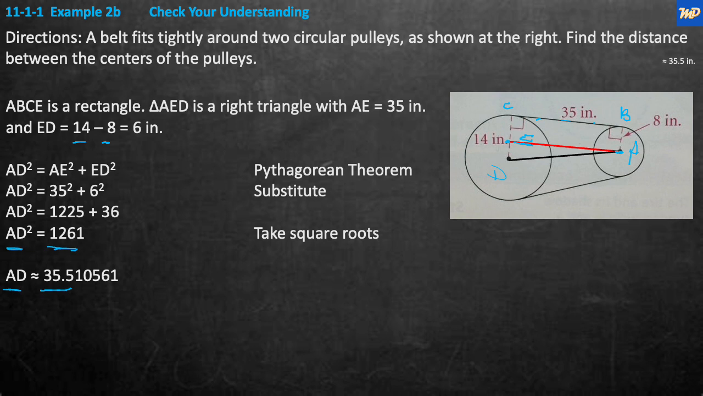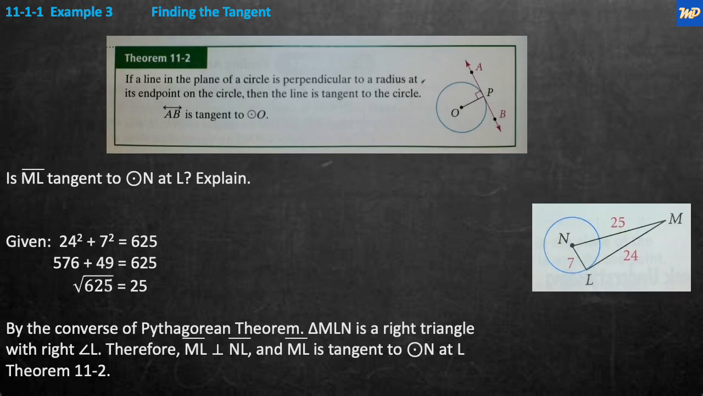But all we did is we brought a parallel line down to the radius, struck it across, took the difference because we know that we moved it down 8 inches, so we can subtract 8 inches from this side. The rest is Pythagorean theorem history here. Okay? Okay, example 3, finding the tangent.